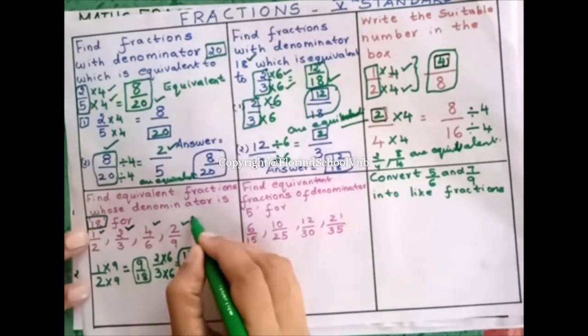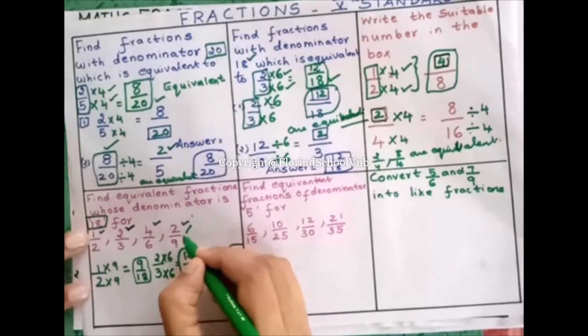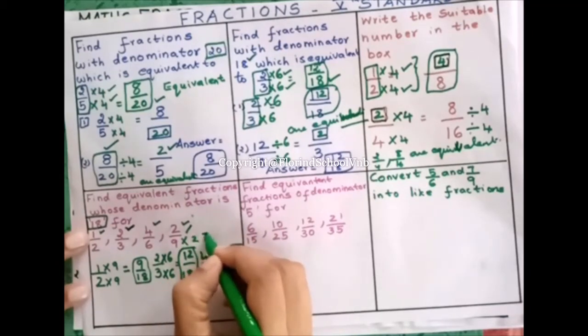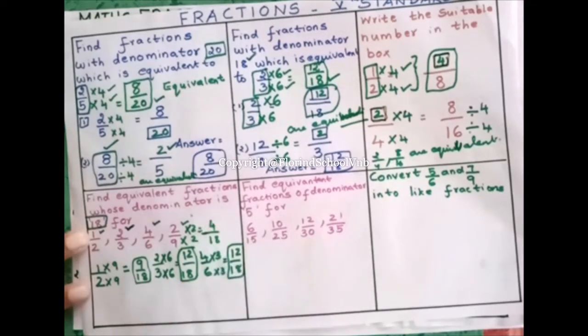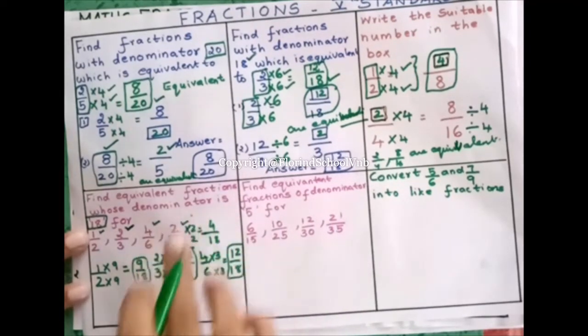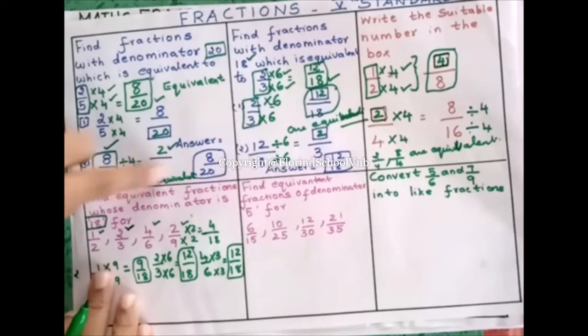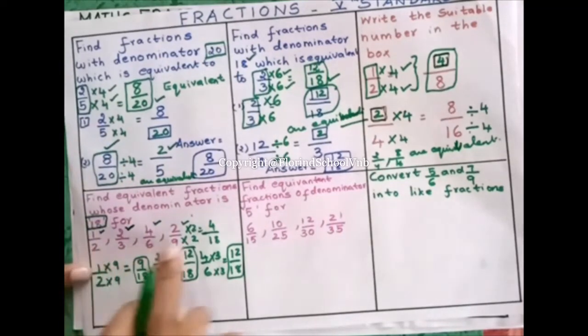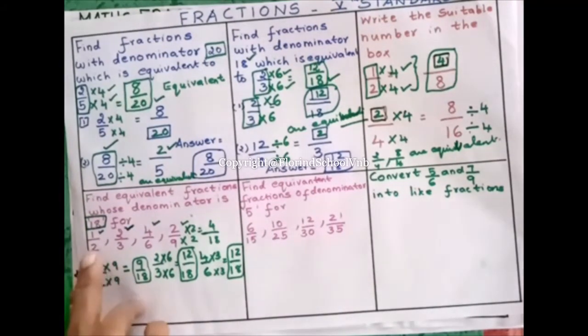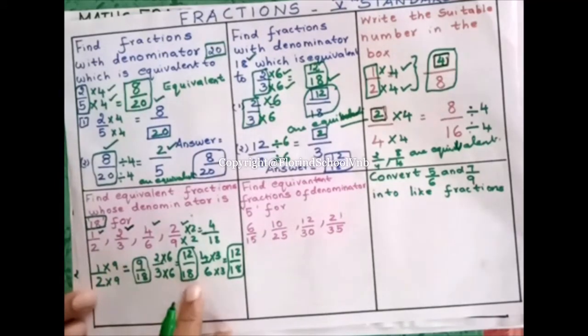Now next 2 by 9. 9 twos are 18. In the same way, 2 twos are 4. Same number you have to multiply. So what are the equivalent fractions? We have found the equivalent fractions whose denominator is 18. All these denominators have become 18. See, 2 has become 18, 3 has become 18, 6, 18, 9, 18.